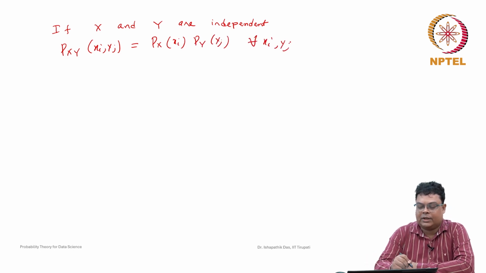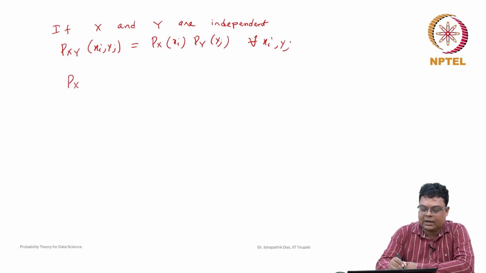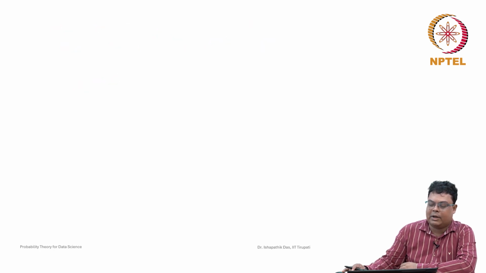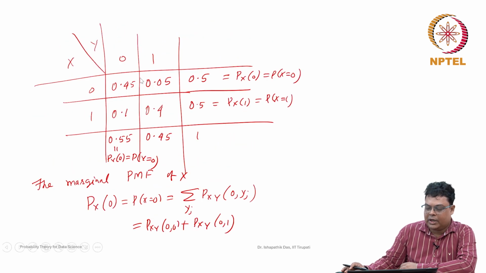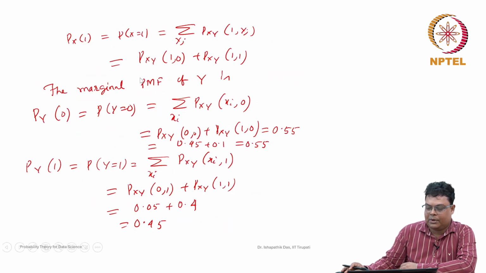For all xi and yj. Now if it is true, let us consider some of the values. Suppose we consider xi equal to 0 and yj equal to 0. Suppose pxy(0,0). So what is this value? Pxy(0,0) is 0.45.